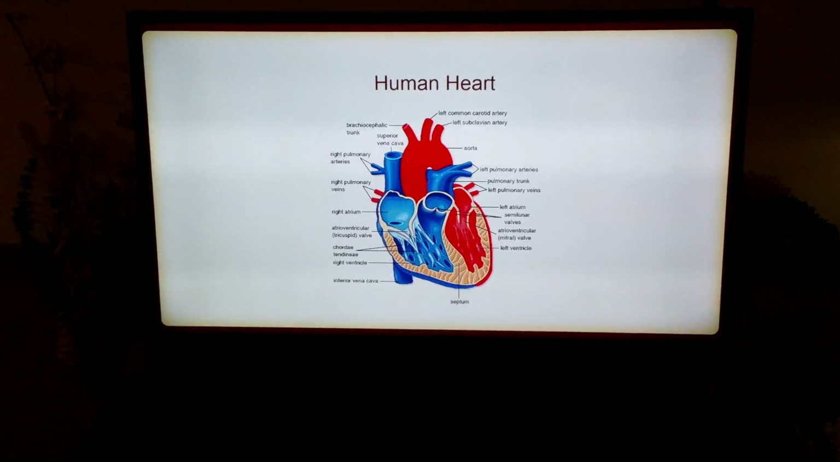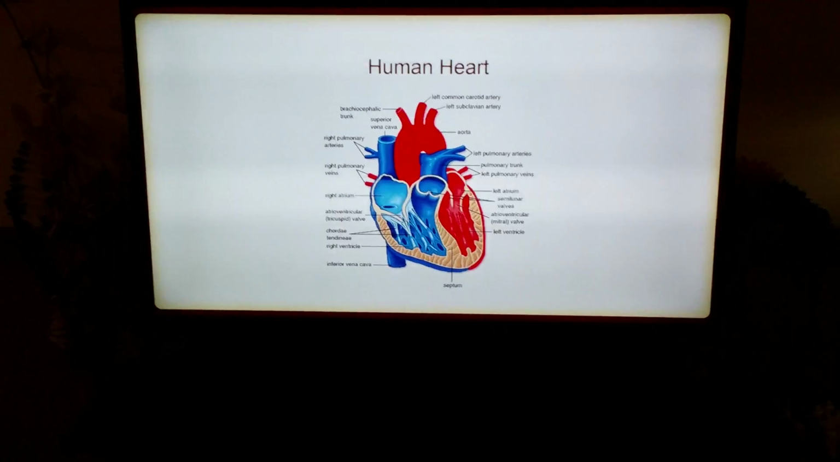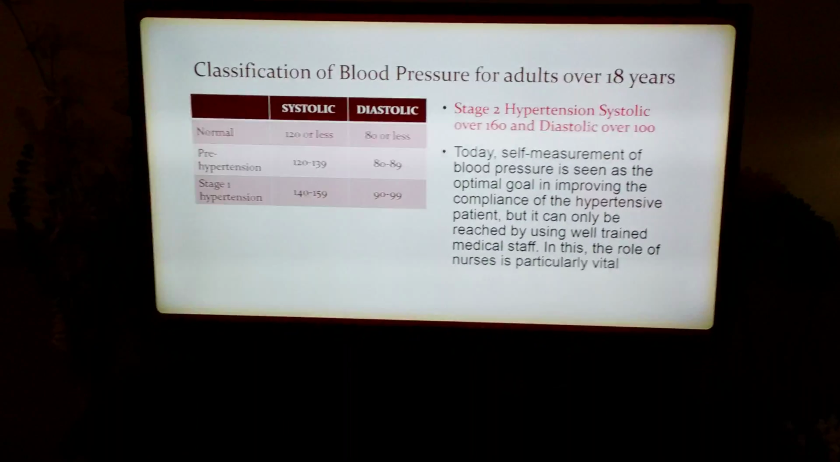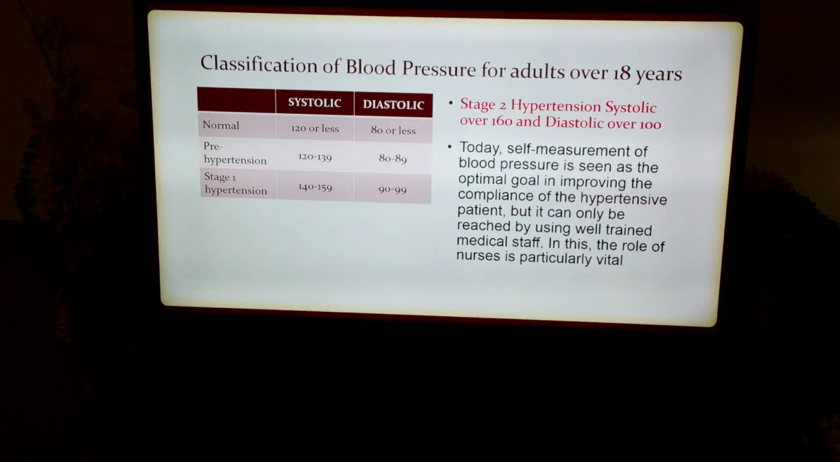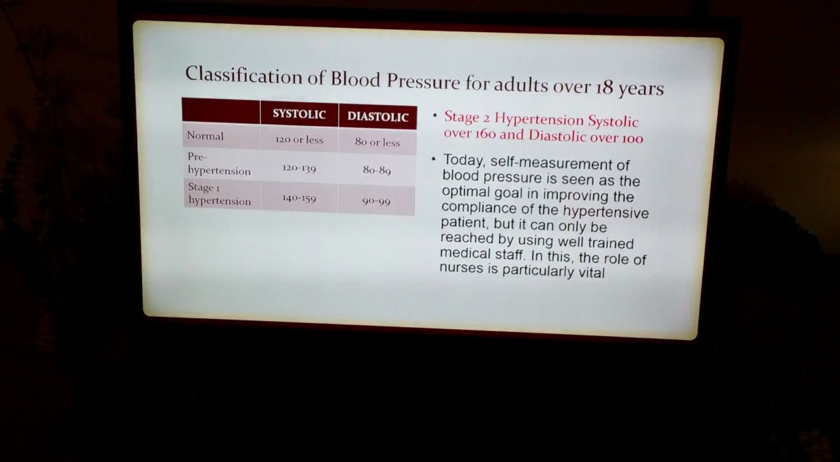This is the human heart, which is affected by hypertension. Classification of blood pressure for adults over 18 years. As you can see on the graph, these are your normal ranges.